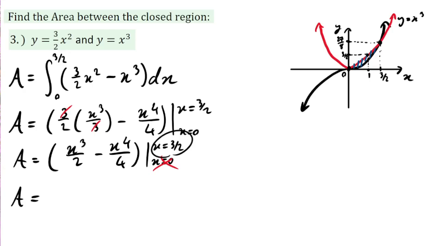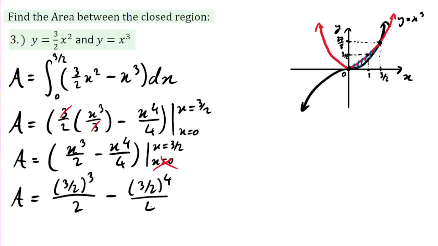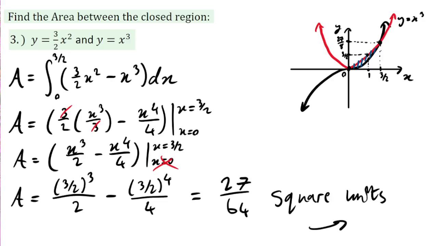So therefore, we'll only be plugging in 3 over 2. Here we'll have 3 over 2, all cubed, over 2, minus 3 over 2, all raised to the power of 4, over 4. And then the area is equal to 27 over 64. Like I say, you can either say that or you can even just say square units. And there we go. There's our answer for the third question.